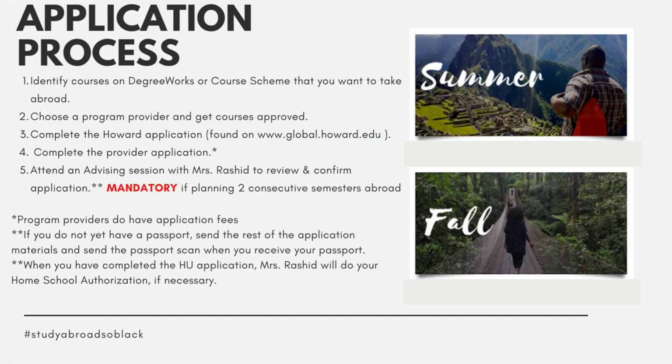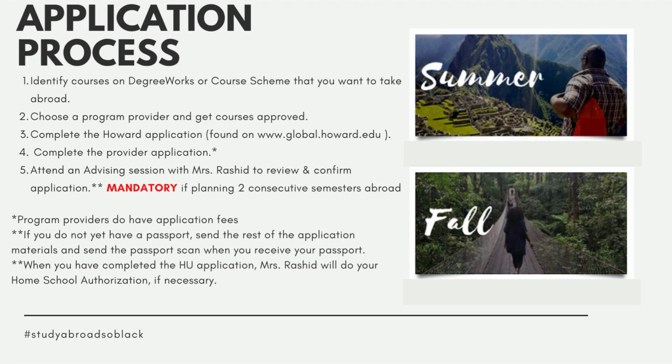So once you have selected your program and you've gotten all of your classes approved, you're then going to upload that completed course approval form to your Howard application. And again, we have a separate video for that, which is linked on our website. Once you have completed your Howard application and I receive that course approval form and have looked it over and made sure that everything is good to go, then you are good to move on to applying for the provider.